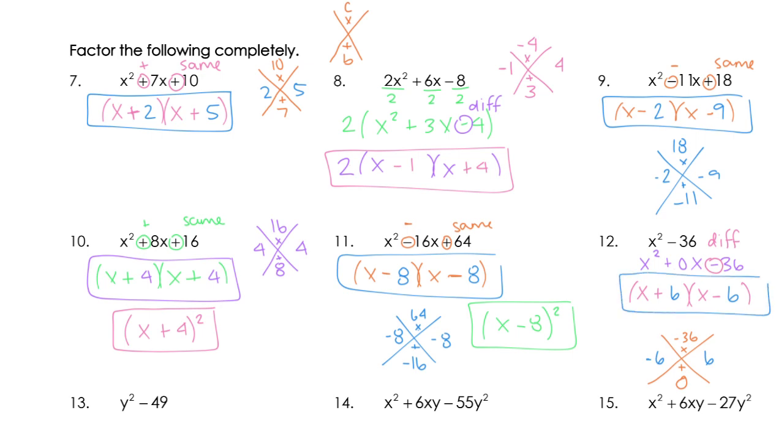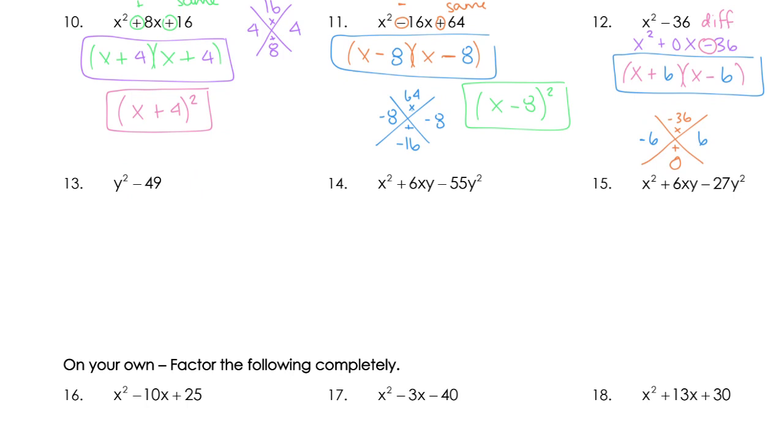Now, the question I always get is, can I also write this with the squared on the outside, like this answer right here? And the answer is no, because they are not the exact same parentheses. So on 12, this is the only way that you could write your final answer.